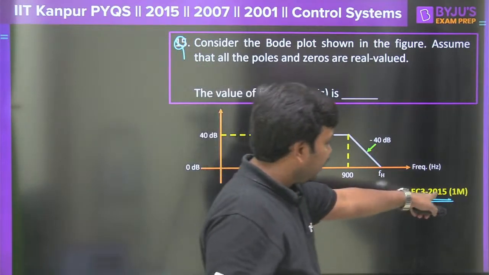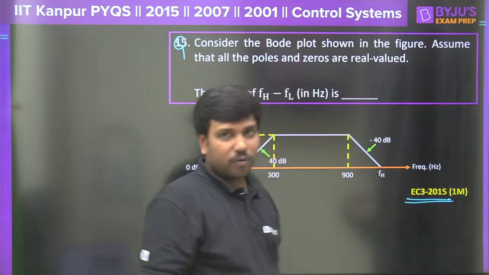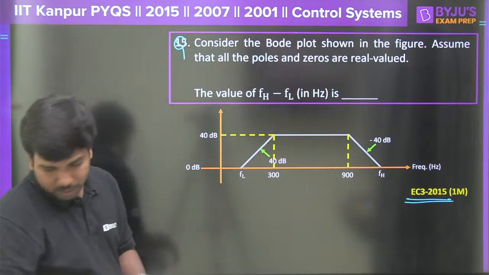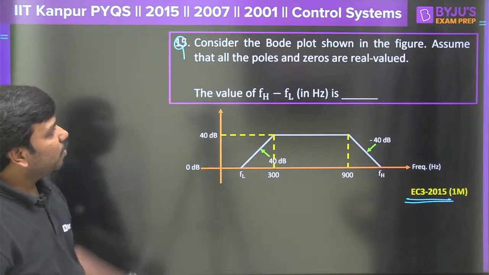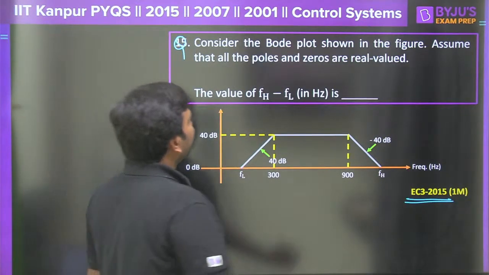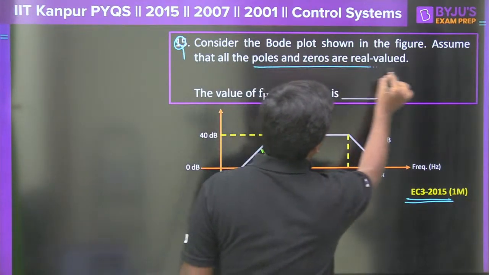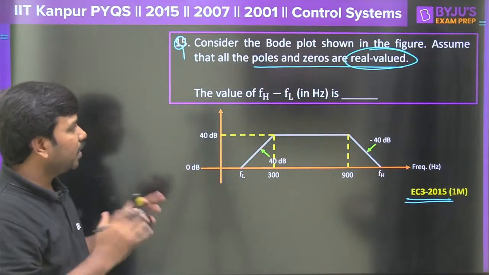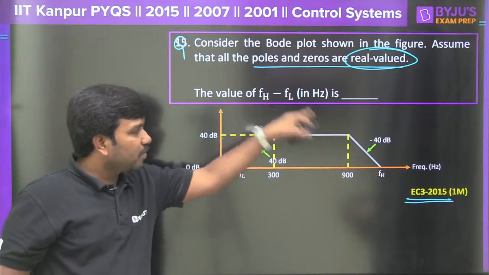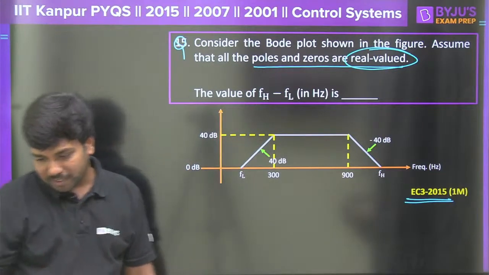So electrical set 3, that is ECE set 3 2015 for 1 mark. This is a good question. Let me see how many of you will answer this. So consider the Bode plot shown in the figure. Assume that all the poles and zeros are real valued. This is a very good question. Real valued means they are real numbers. The value of FH minus FL in Hz is going to be dash.